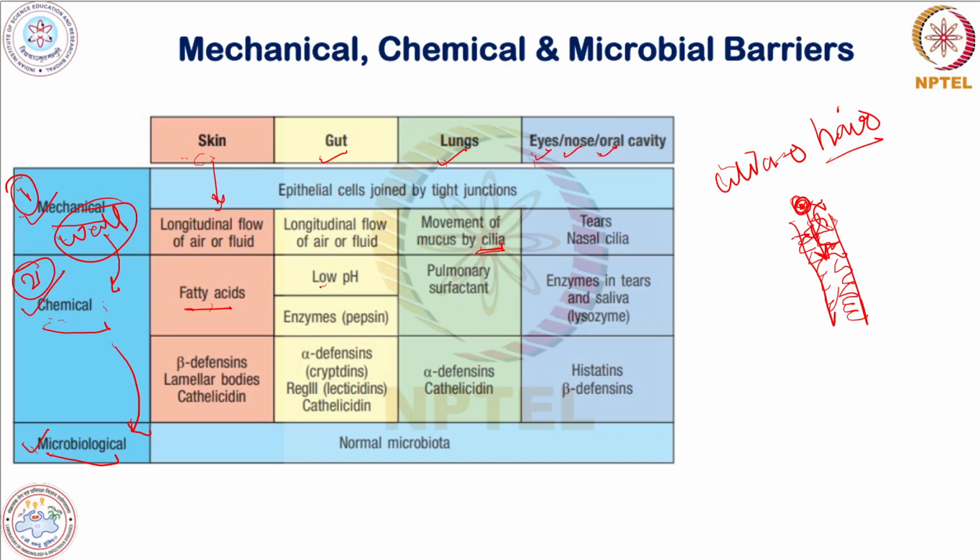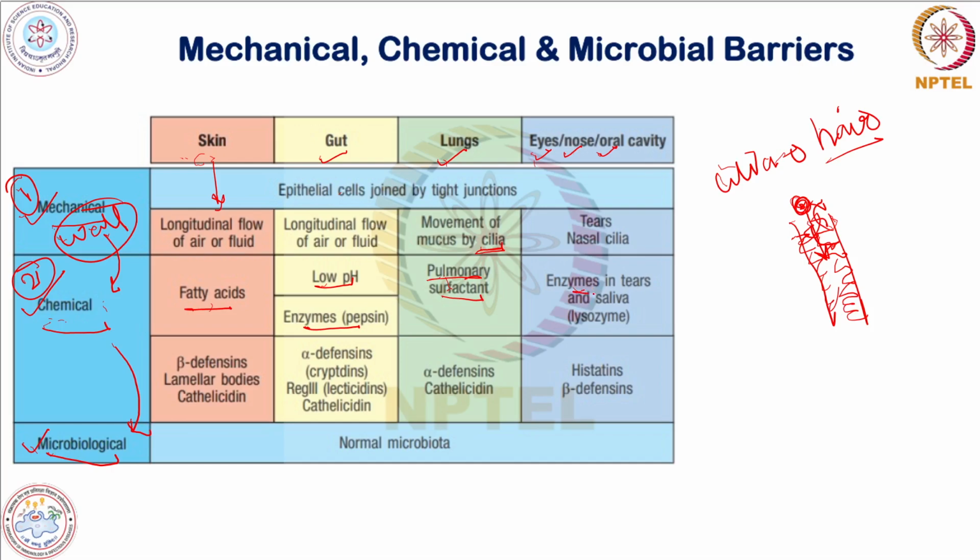In the case of the gut, it has a low pH and the enzyme called pepsin, which creates an acidic environment, and this will digest any harmful microbes if they have entered the body. The next one is lungs. Lungs create pulmonary surfactant, which helps in inhibiting the entry of pathogens in the respiratory tract.